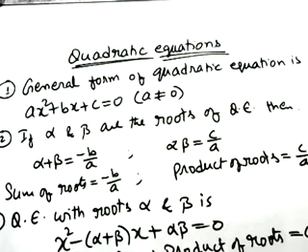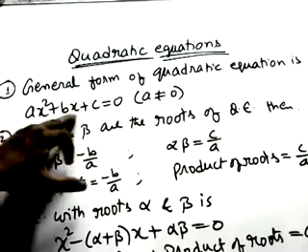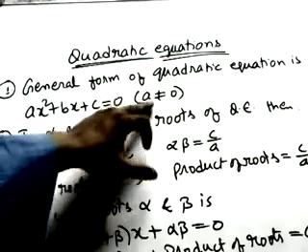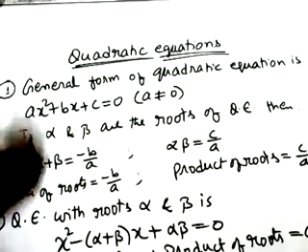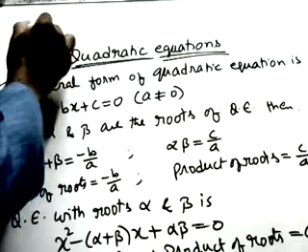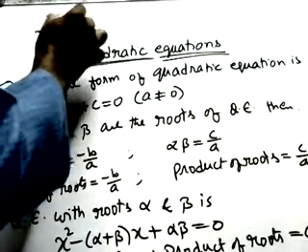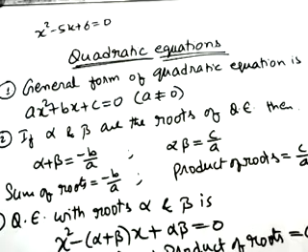Inshallah, in this class, we are going to see a few basic formulas of quadratic equations. Now, the general form of a quadratic equation is ax square plus bx plus c equals to 0, where a is not equals to 0. Suppose we are having some second degree equation, this is called the quadratic equation.